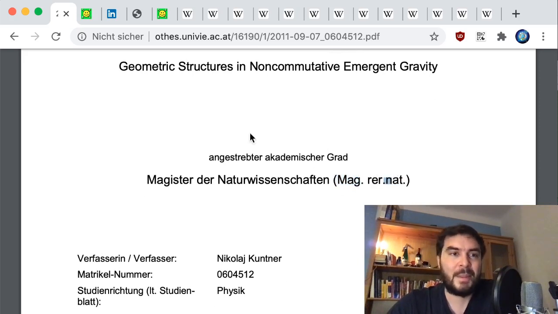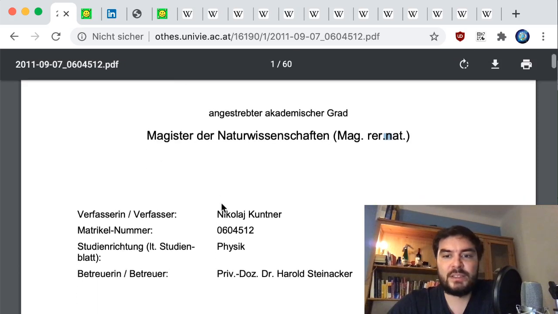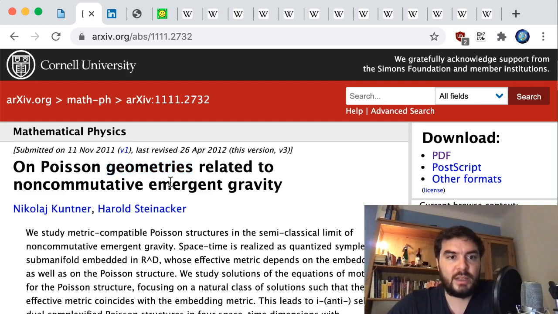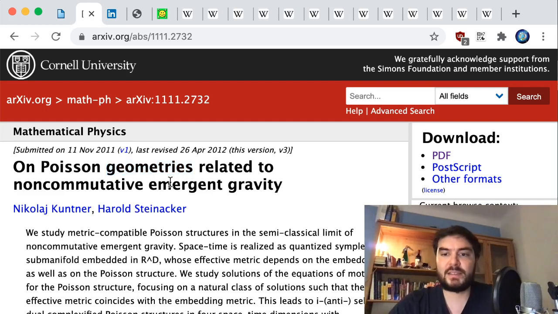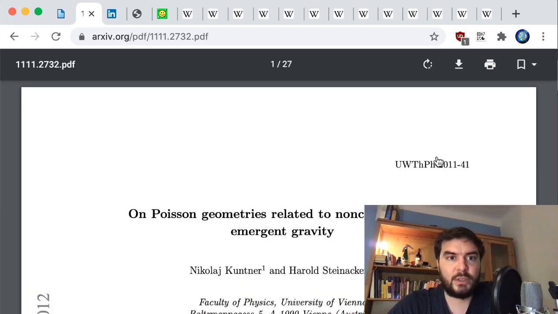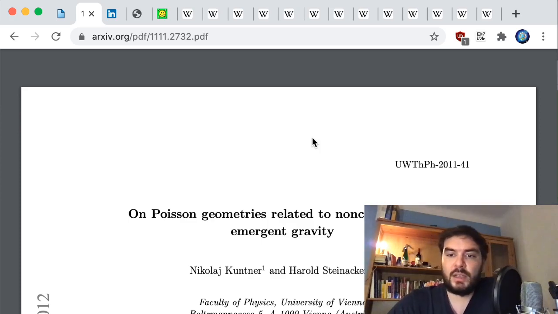I don't even know. And this is together with my then advisor Harald Steinacker, and we also turned this thesis into a shorter paper that has a similar name, maybe a little bit less vague. It's called On Poisson Geometries Related to Non-Commutative Emergent Gravity, and if I recall correctly, this is about 30 or 40, or not even 27 pages.